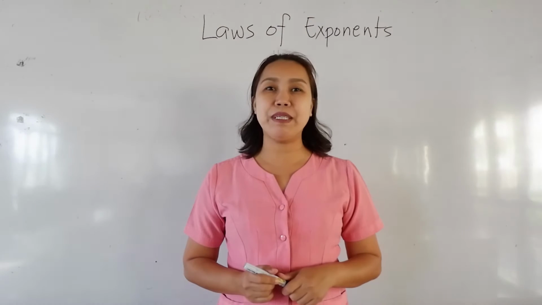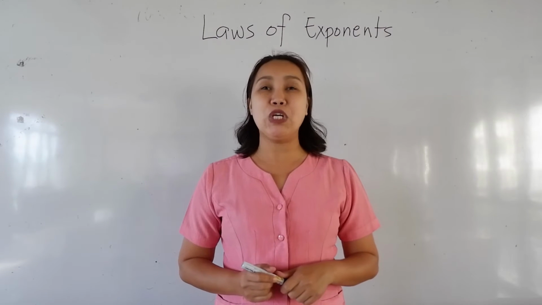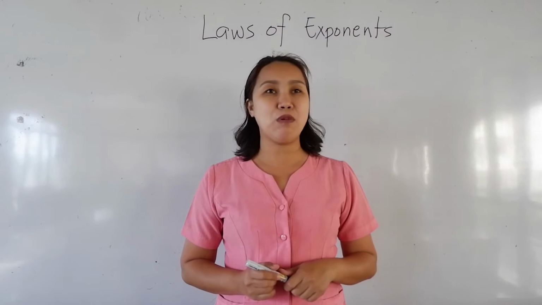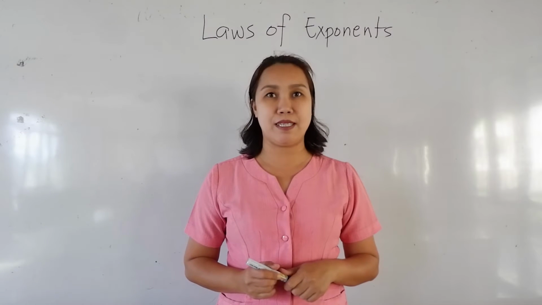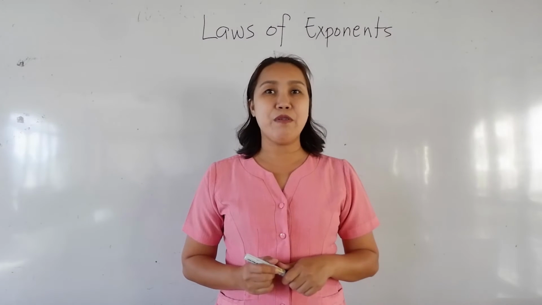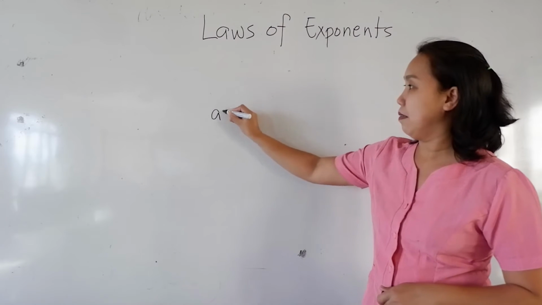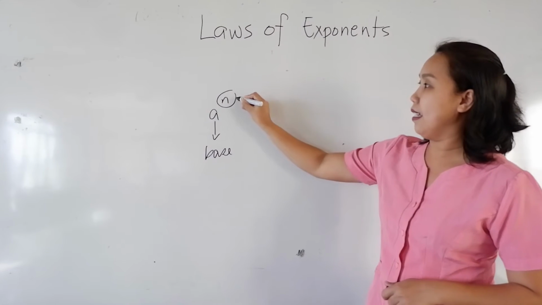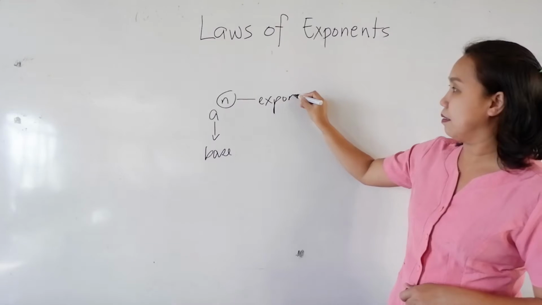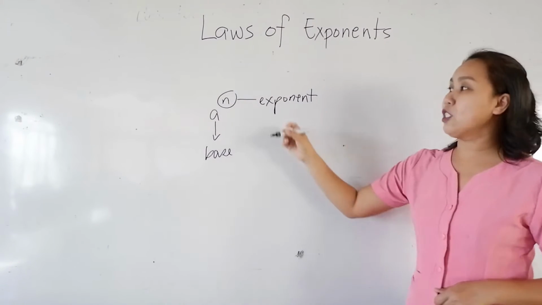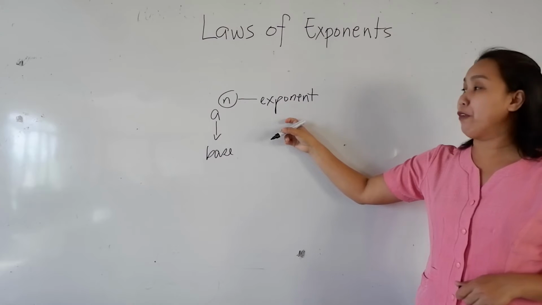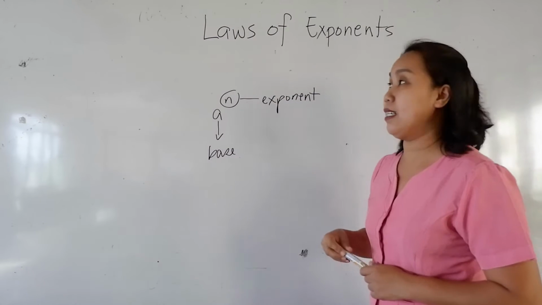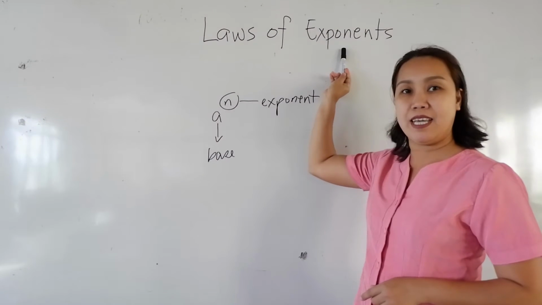In the process of multiplication and division of polynomials, you need to apply the laws of exponent. Remember that the exponent tells how many times the base will be multiplied by itself. Any number a raised to n: a is the base, and n is the exponent. Exponent has its own rule in performing mathematical operations. In this episode, we will study the laws of exponent and their application.